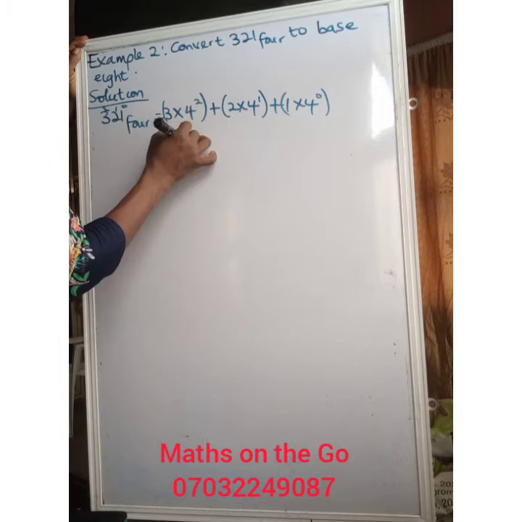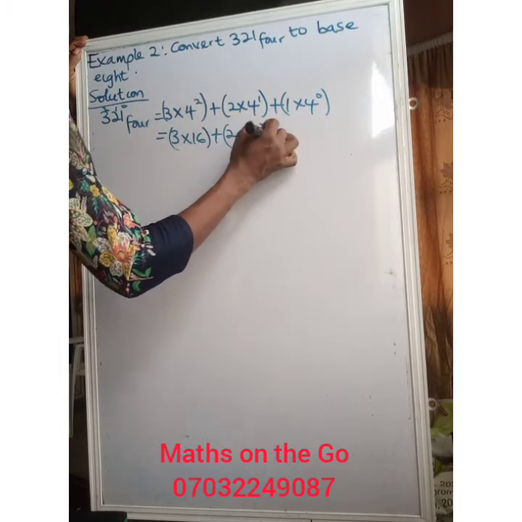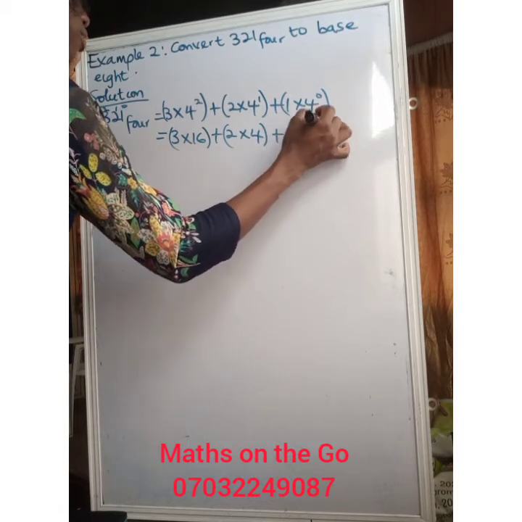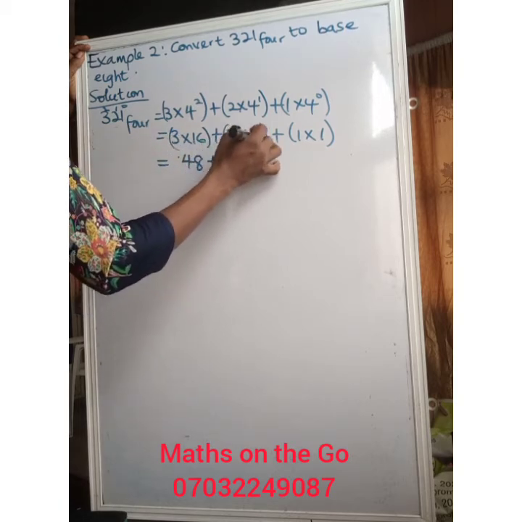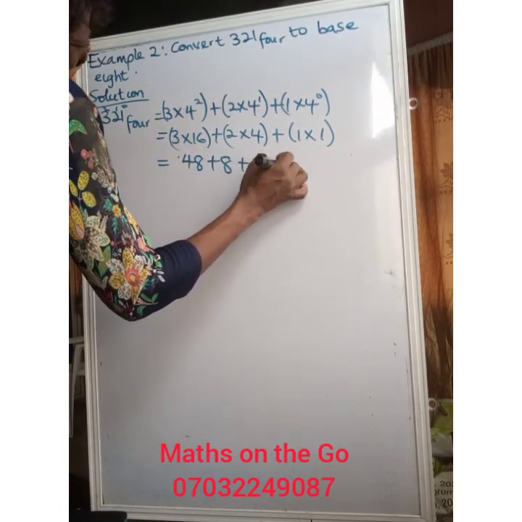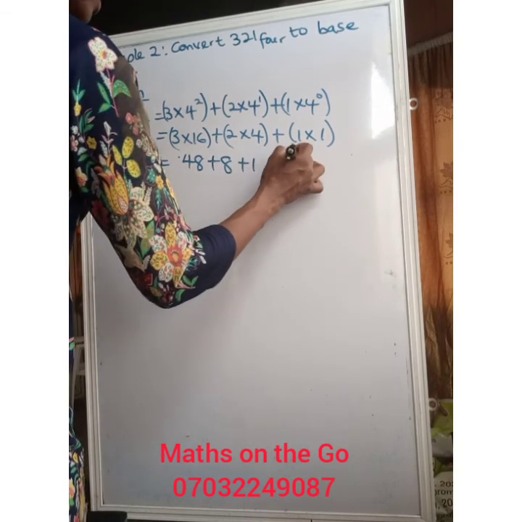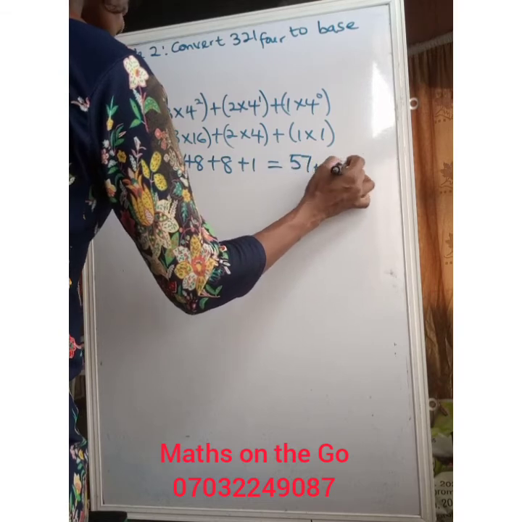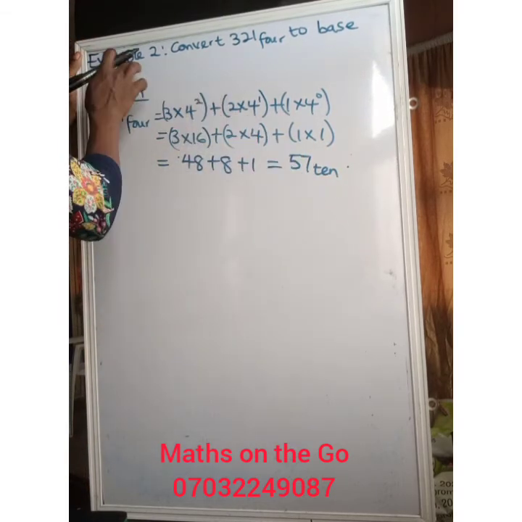So we have 3 times 16 plus 2 times 4, since 4 raised to power 1 is 4, plus 1 times 4 raised to power 0, which is 1. So we'll be having 3 times 16, that is 48, plus 2 times 4 is 8, plus 1. So 48 plus 8 will give us 56, plus 1. That's 57 base 10. So let's go to converting from base 10 to base 4.